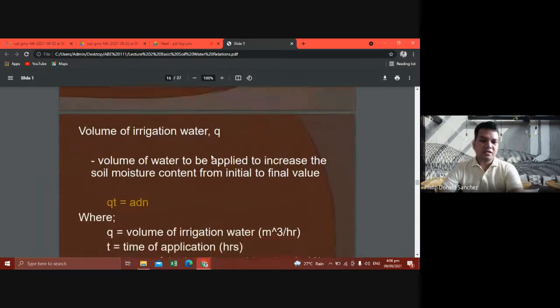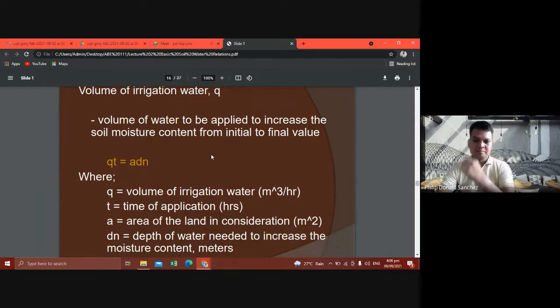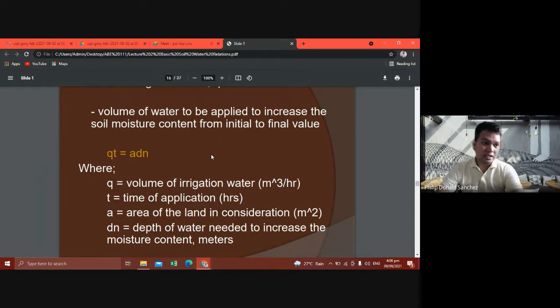All right? But if the volume of water to be applied is to bring the moisture content from an initial to a final value, then you use ADN alone. The equation you use for the volume, QT, will not use liters per second, and will not use hectare as area. The unit you use for area is just m squared, and the depth needed is in meters, not centimeters. Then use the basic equation QT equals ADN.